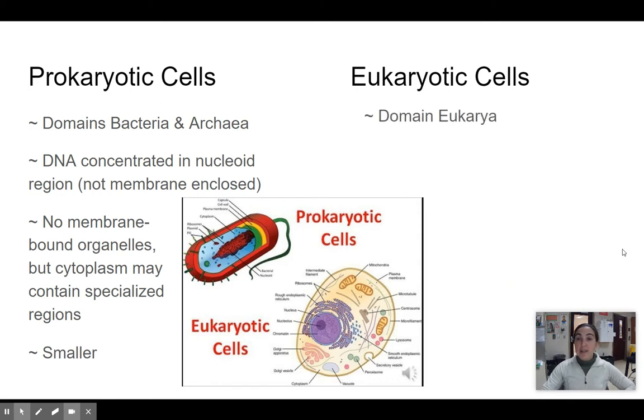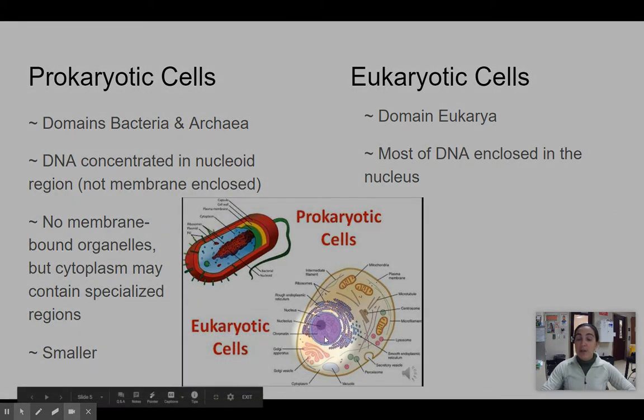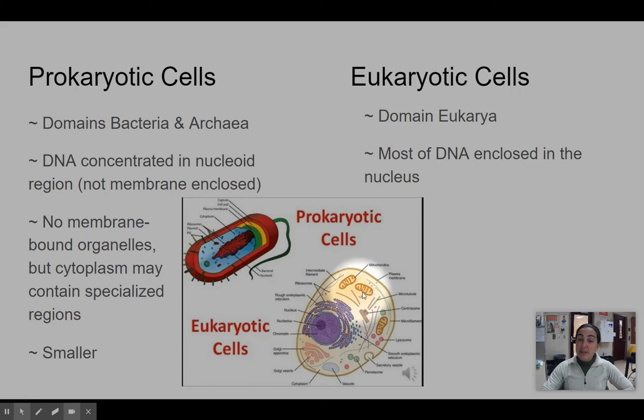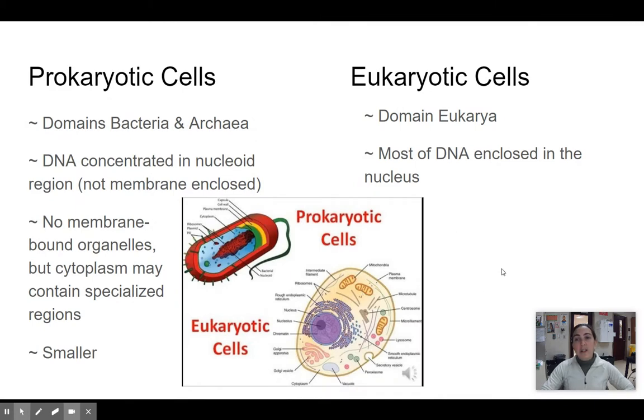The eukaryotic cells all fall into one domain that's called Eukarya because they have this in common. And eukaryotic cells have most of their DNA enclosed in a nucleus. So you'll notice this says most because some of the organelles actually have a little bit of their own DNA. The mitochondria contain a little bit of their own DNA, and so do chloroplasts if you're looking at a plant cell. We'll actually talk a little more about that over the next few days and why a couple of those organelles have a little bit of their own DNA.